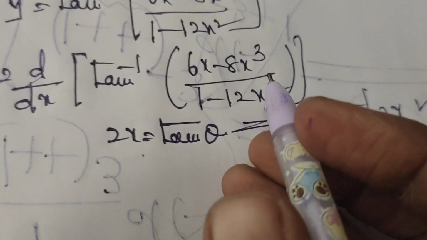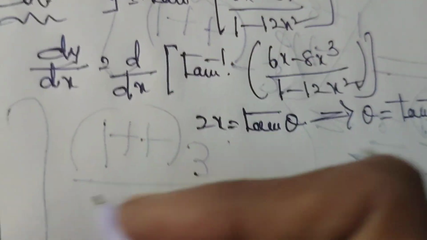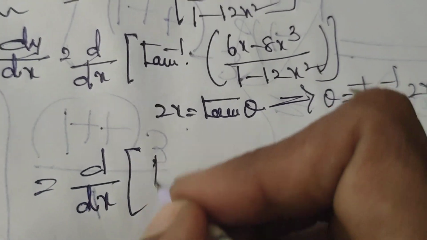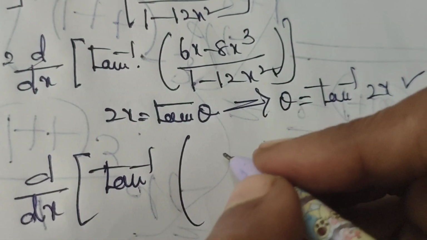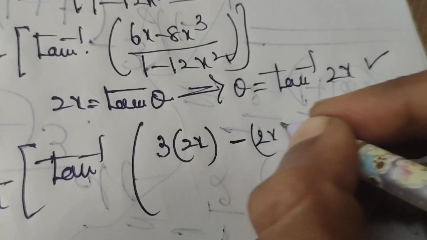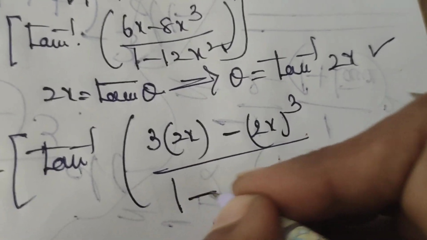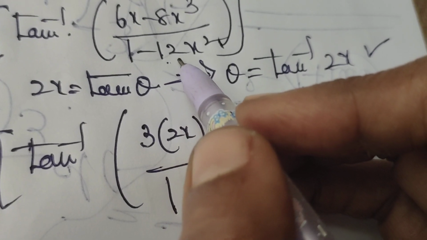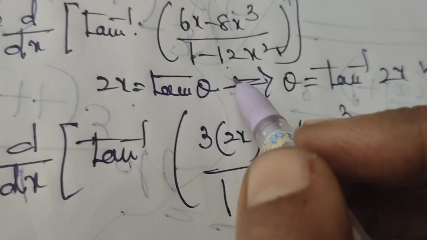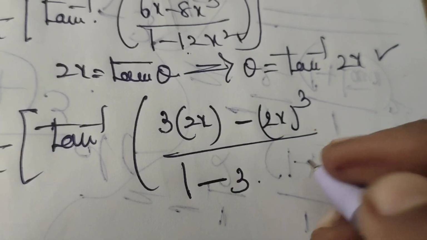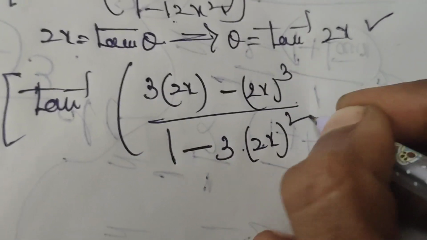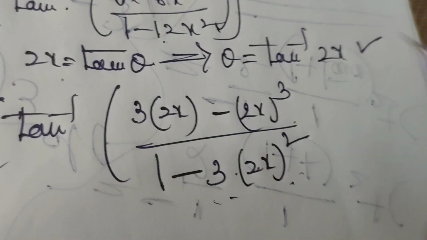Okay, now in this given problem, consider tan inverse of, here 6x means 3 into 2x, minus 8x cube means 2x whole cube, by 1 minus, here 12x square means we are going to write 3 into 4x square, that is 2x whole square. After simplification this will give 12x square.